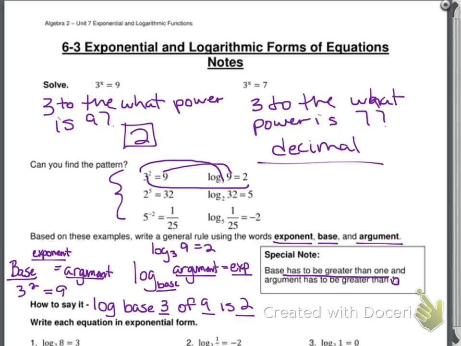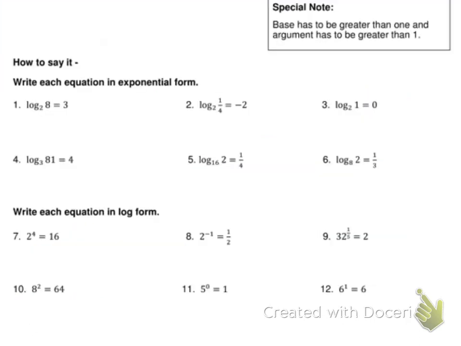Okay, so now let's look at a few sample problems. So it says write each of these in exponential form. So we'd write 2 to the third power is 8. Okay, so the next one, base 2 to the negative 2 power equals 1/4. Base 2 to the 0 power is 1. Okay, so pause it and you try the next ones and then look and check with mine.